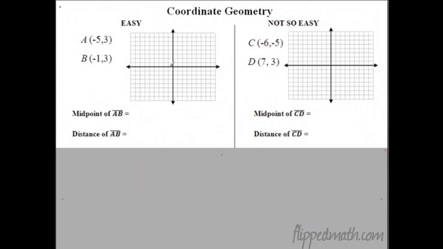Plot these points: -5. So go over 1, 2, 3, 4, 5, up 1, 2, 3. Put a little dot. There's A. Then can we do B? -1, up 3. Well, there's B. So I'm talking about this segment right here. Ooh, that's pretty straight. Look at that. Not too shabby. Can you find the midpoint of AB?